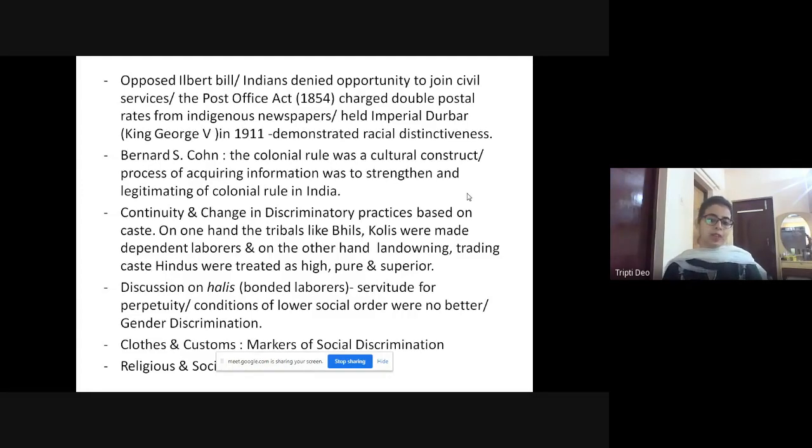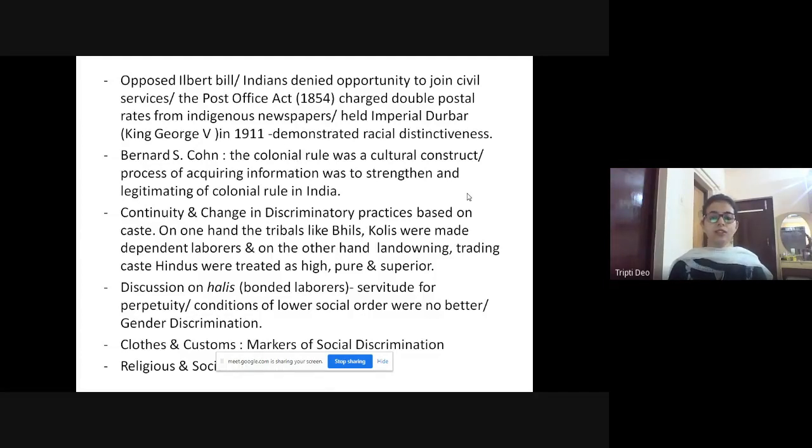rule in India. So Cohn is saying, why are the Britishers collecting so much information about the people? If you look at the many gazetteers being written at this point of time, many books, many histories being written by British officials, why are they doing this? Because they want to know these people, Indians, to rule them better.